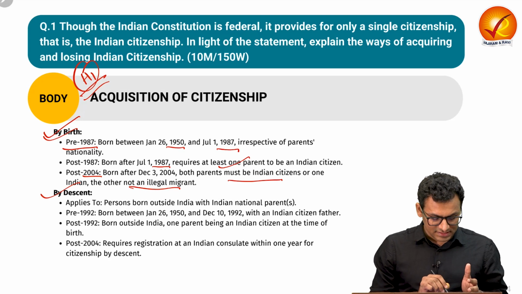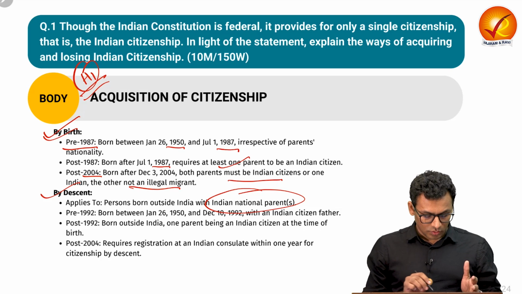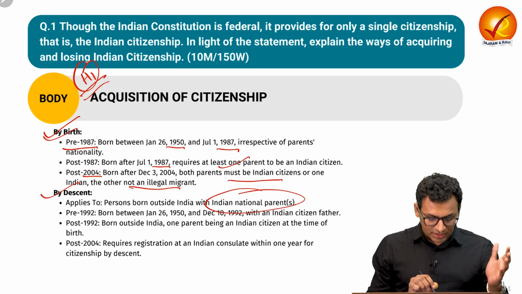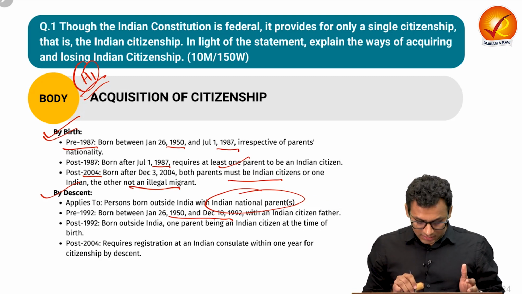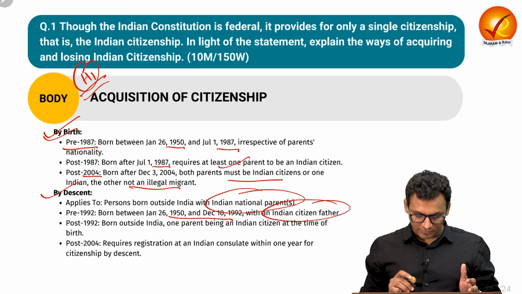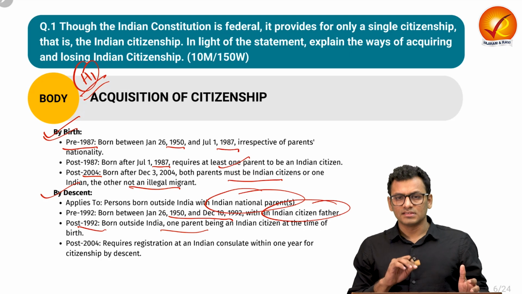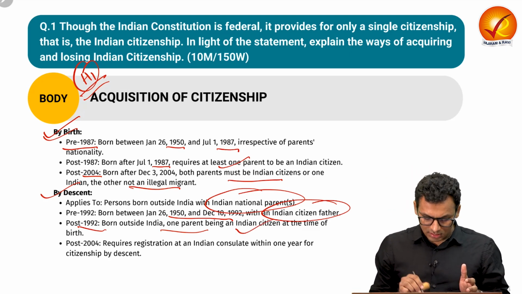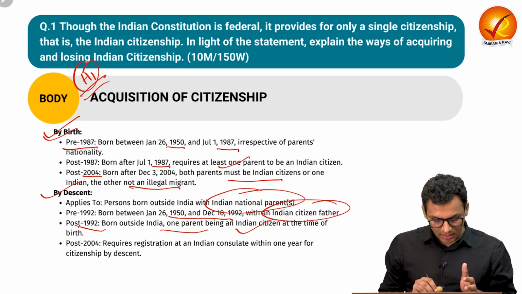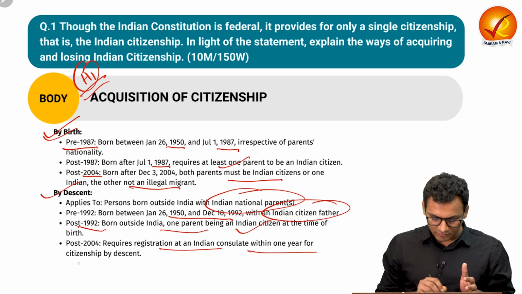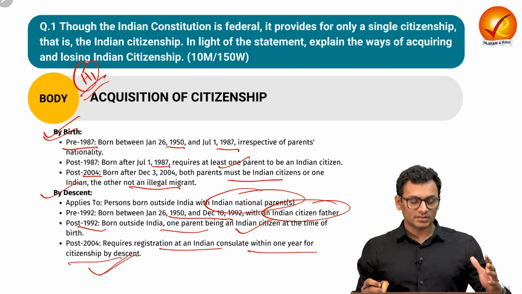Next, by descent, which applies to a person born outside of India to Indian national parents. Over here we can talk about how pre-1992, as in 1950 to 1992, the person should have an Indian citizen as the father. Then post 1992, any one parent can be an Indian citizen at the time of the birth, and post 2004 we have seen that registration at the Indian consulate within 1 year must be done for citizenship by descent. So that is all for by birth and by descent.